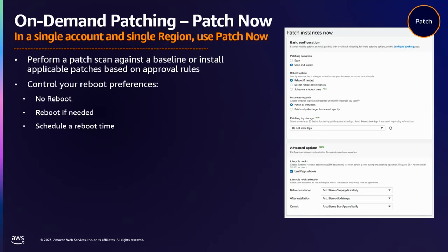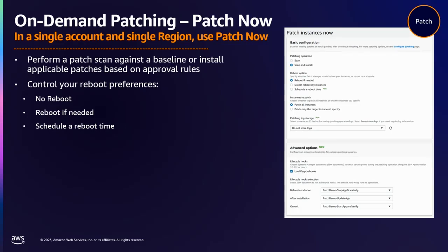There's a feature we have called on-demand patching, Patch Now, and this is one of the features on the console. This is in a single account and single region. You can use a Patch Now operation to execute patches, basically as an emergency hotfix button to go ahead and install patches. Of course, you could wake up at 2 o'clock in the morning on a Sunday and install those patches if you want, but we have some other tools that are going to enable you to set that up in a more efficient manner.